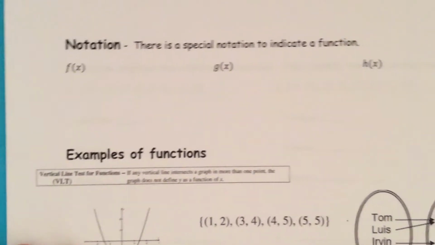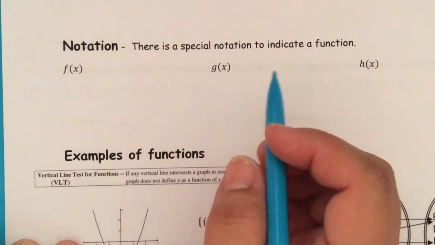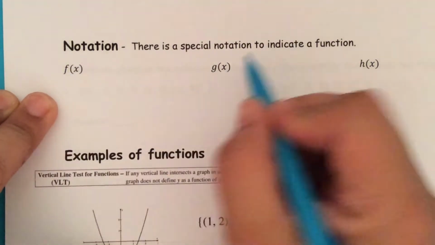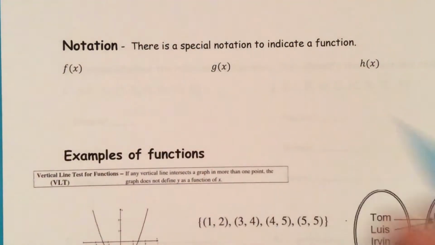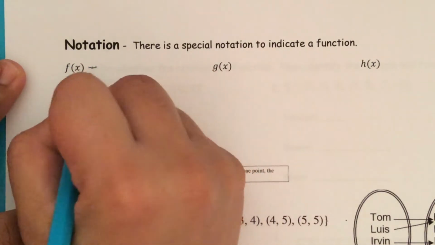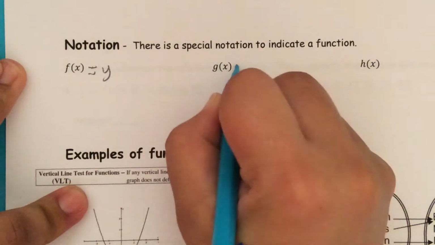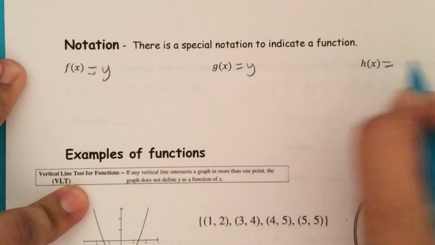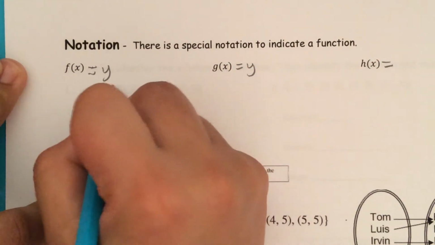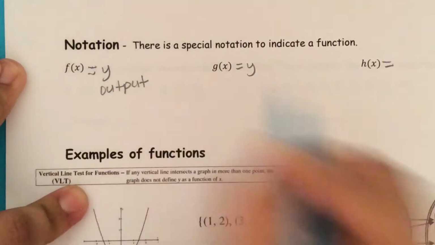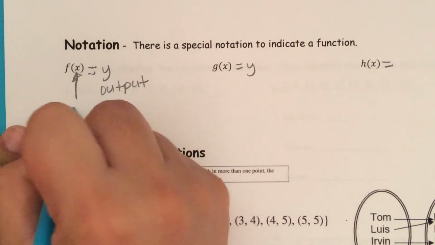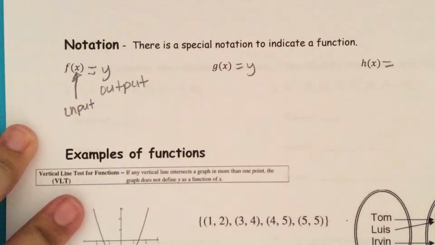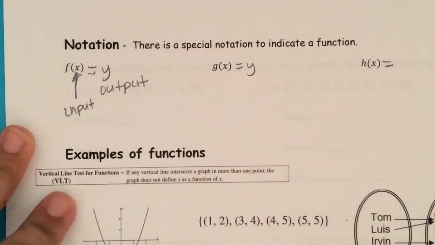So then there are special notations to indicate a function. So you can use f of x, g of x, and h of x. Now a function notation is just a more specific way of naming y, okay? So all of these equal your y value. They equal your output. And then your X in here, that's your input. Okay, and it's true for all of these as well.